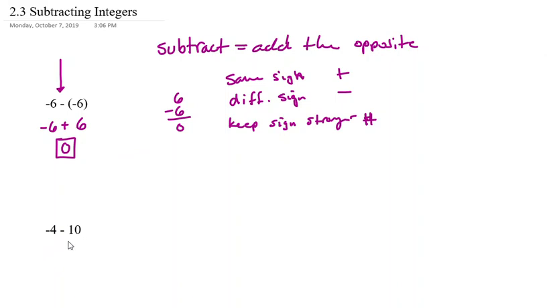-4 minus 10, so apply the rules. First thing we see is we have a minus sign there. It's not a plus sign, it's a minus sign. So we're going to change that to -4 plus the opposite of 10, which is -10. Now we're going to follow the addition rules. -4 plus -10. The signs are the same, so we're going to add. 10 plus 4 is 14. Okay, 14, and keep the sign of the stronger number. Well, they're both negative, so we don't have to decide which one's stronger, which one is further from 0. The answer is negative either way, and there we have it.